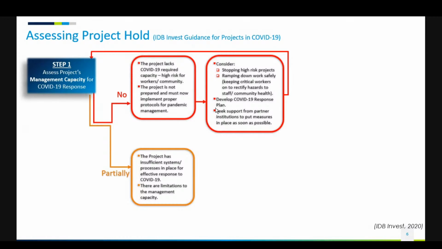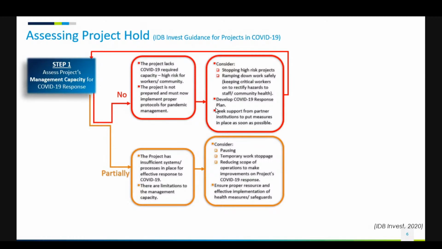Now, there may be a case where you may have some responses in place, but not all. So there may be limitations in your management capacity. The project may have some systems in place, but they may be insufficient to adequately deal with the COVID-19 response. In such a case, you may want to consider pausing your project or a temporary work stoppage, or reducing the scope of your operations so that you can make improvements in your COVID-19 response. But in all cases, you need to make sure you have adequate resources and proper implementation of the health measures and safeguards.